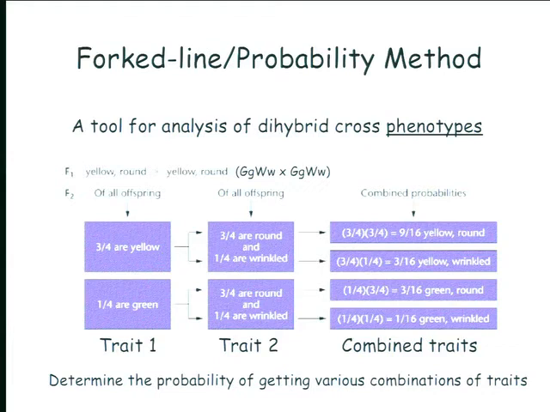For the 1/4 that are green, how many are also going to be round? It's going to be 1/4 times 3/4, 3/16. And what proportion are going to be doubly recessive, being both green and wrinkled? 1/4 times 1/4 is 1/16. It's a very easy way to determine the probability of getting any particular combination of traits.